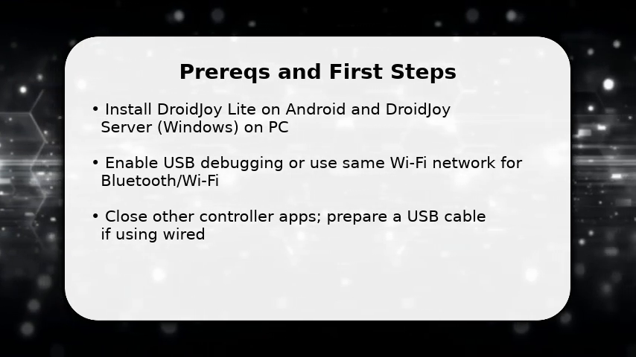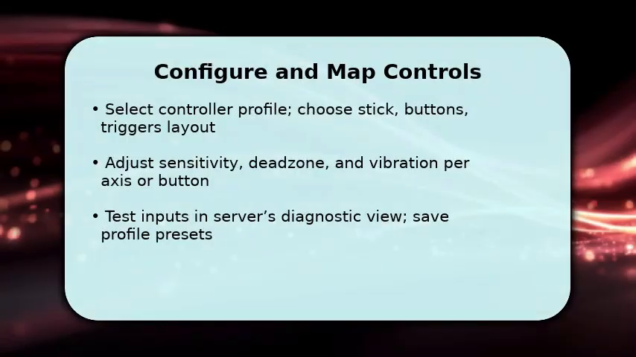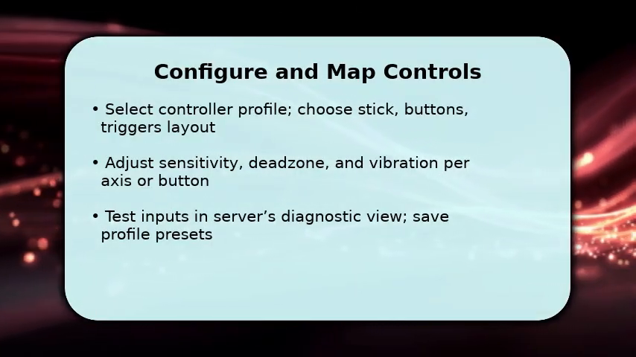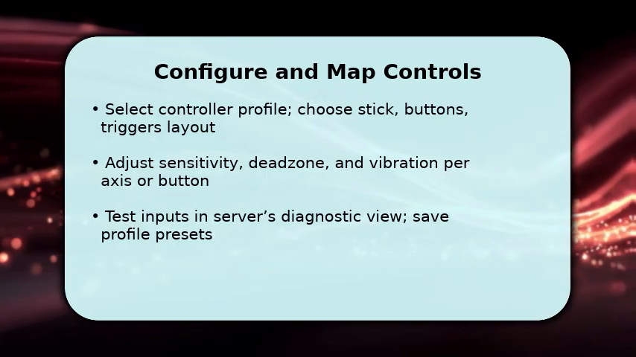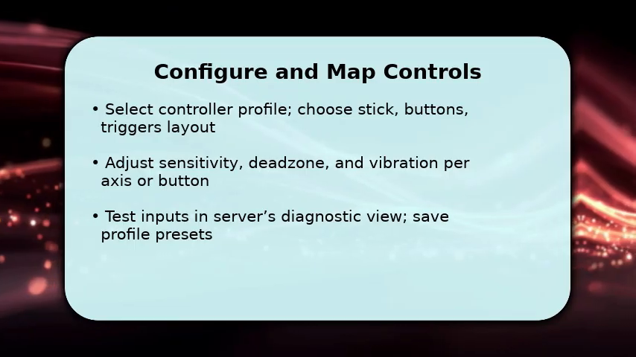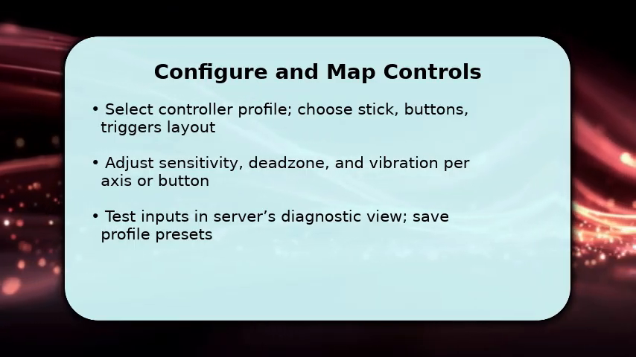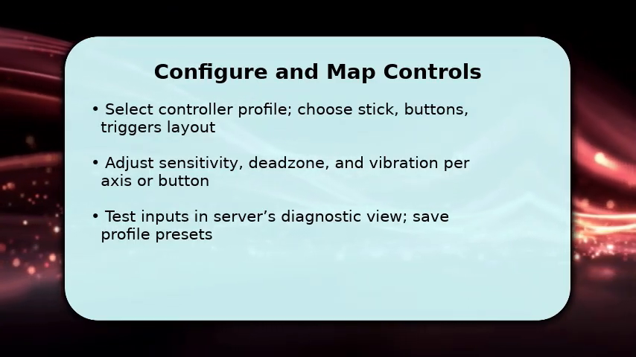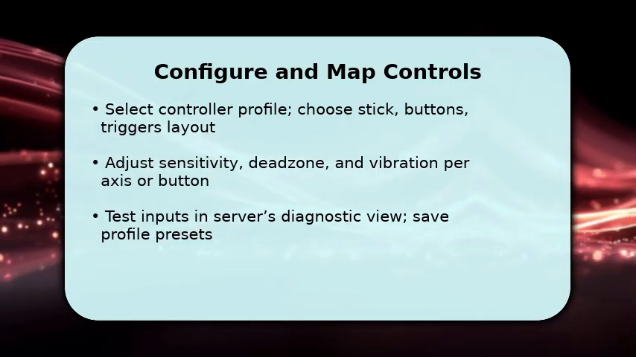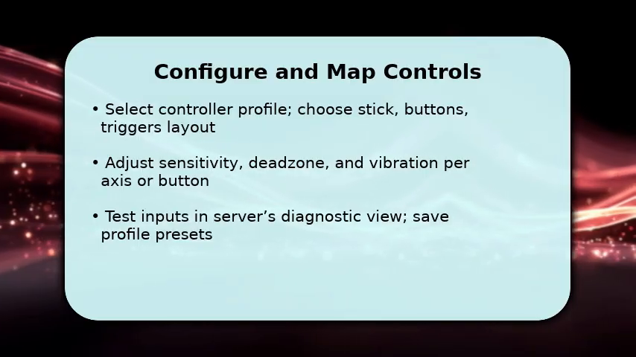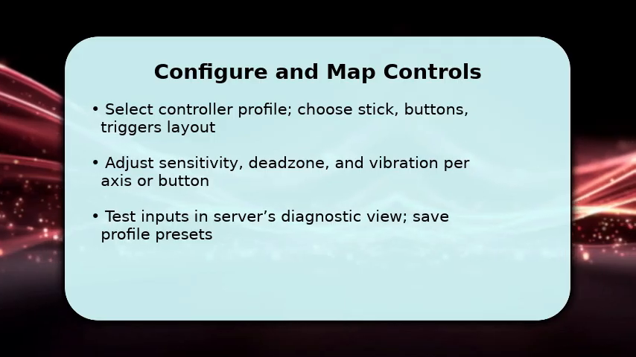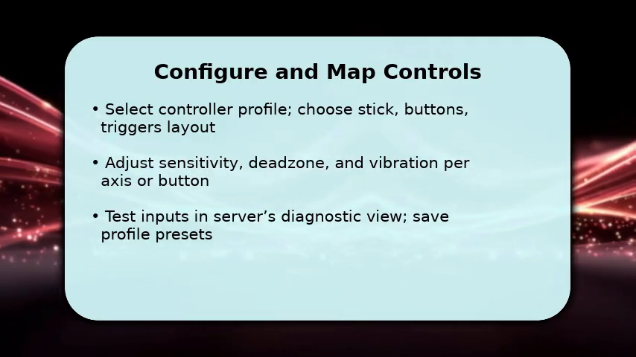You now configure the virtual controller. Pick a profile that matches your game, gamepad, joystick, or custom. Then map buttons and analog axes by tapping a control on screen and pressing the corresponding physical input. This is how DroidJoy translates touch to game input. Make sure to set sensitivity and dead zone to avoid drift and enable vibration if needed. Once mapped, use the server's diagnostic panel to verify each input registers correctly before proceeding to gameplay.